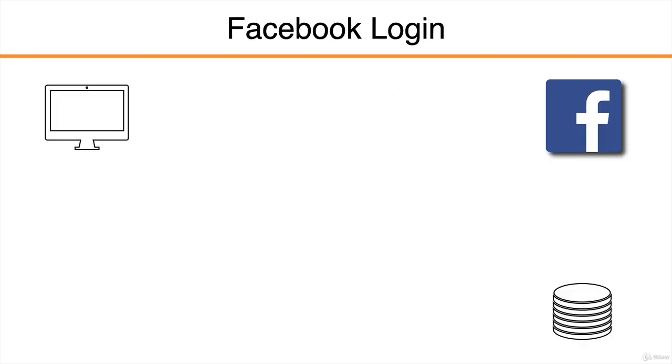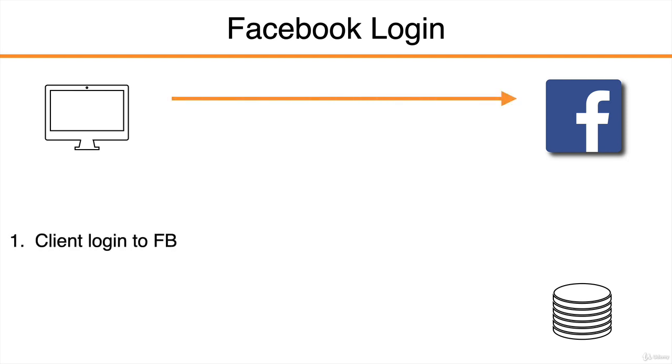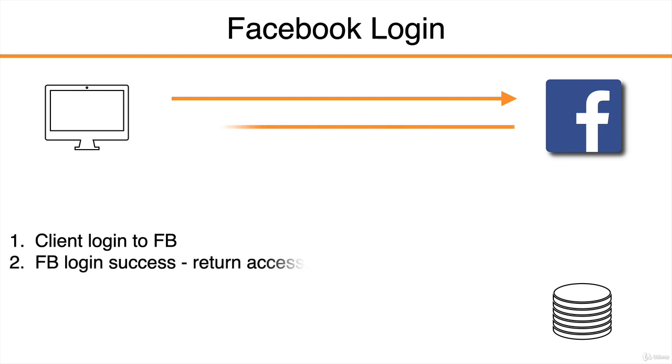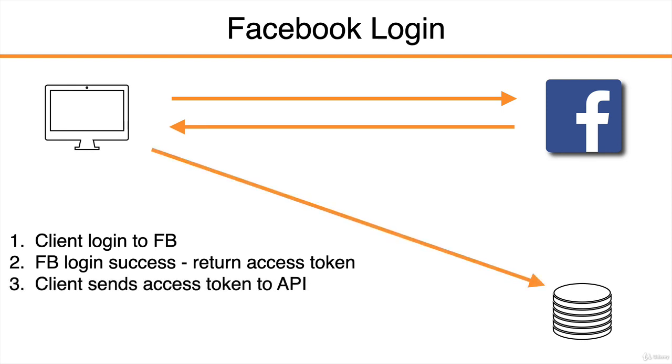And if we just take a look at the flow of the login, then first of all, the client's going to log into Facebook. They're going to click on a button, and if they're already logged into Facebook, then they'll get a dialog, which I'm sure you've seen before, which will give them the option to log into Facebook. If that's successful, then Facebook is going to return an access token to the client, which they will then use to pass up to our API.